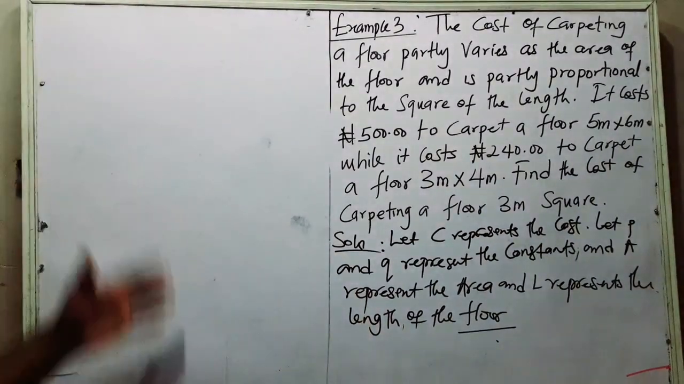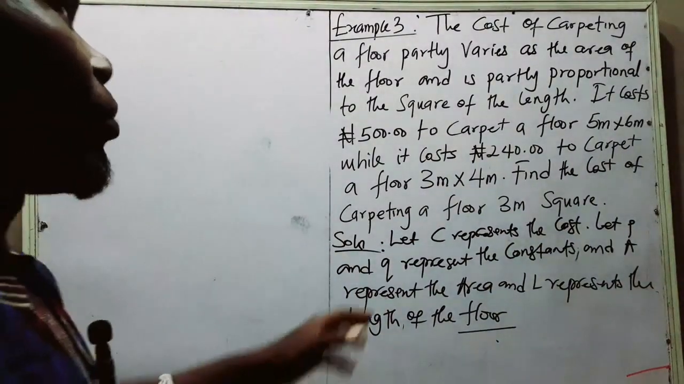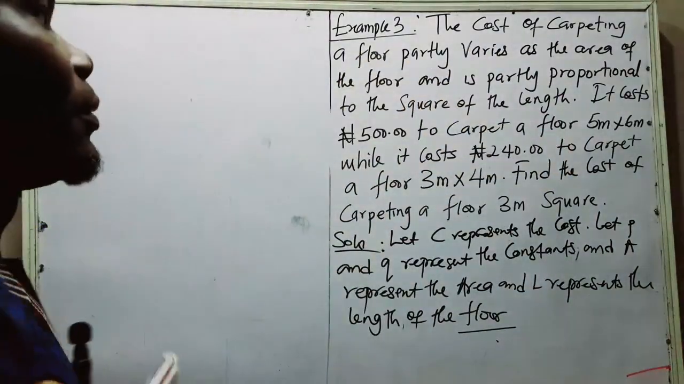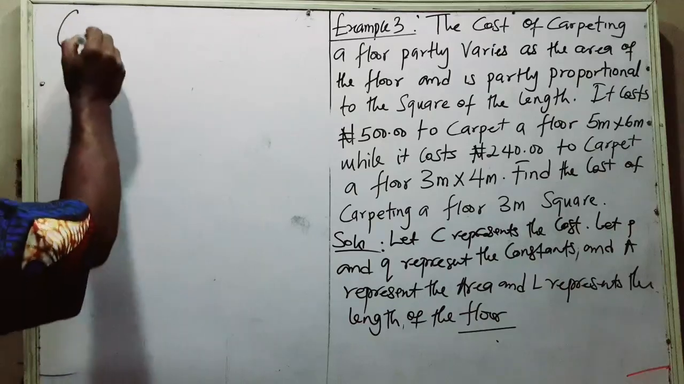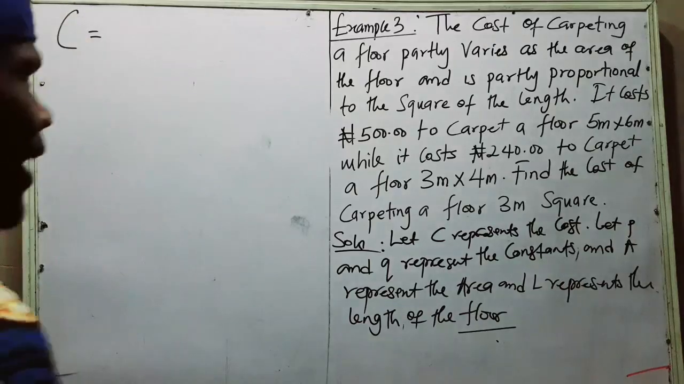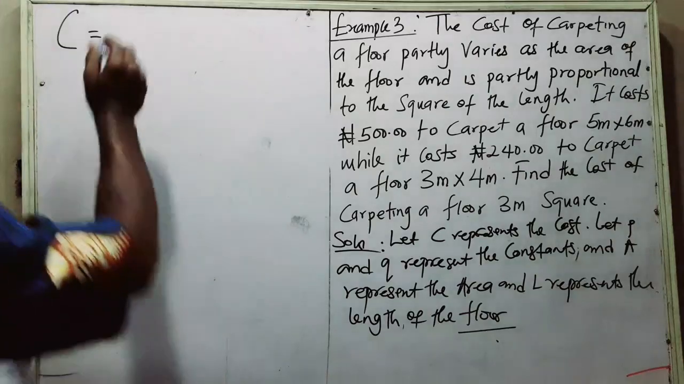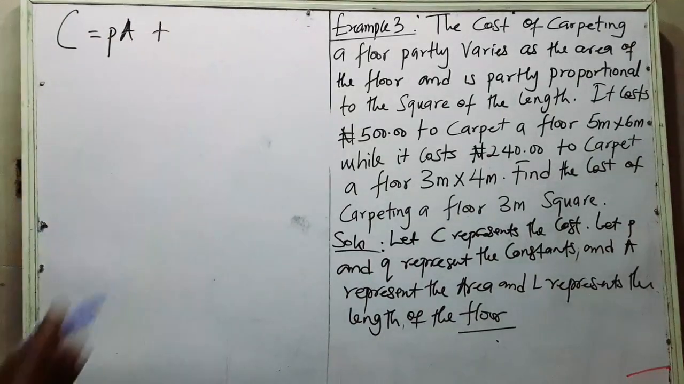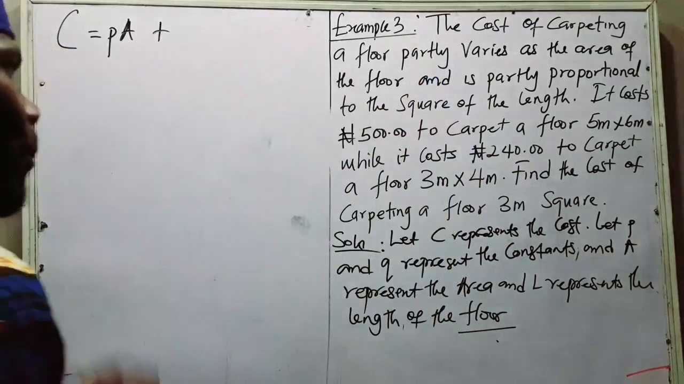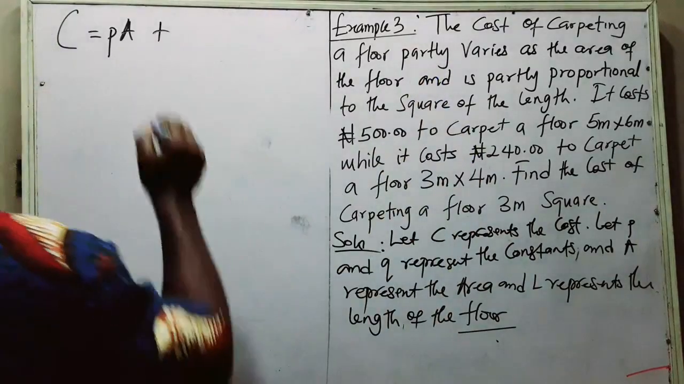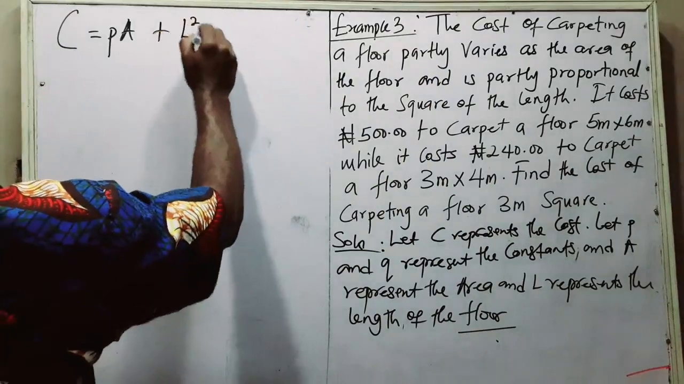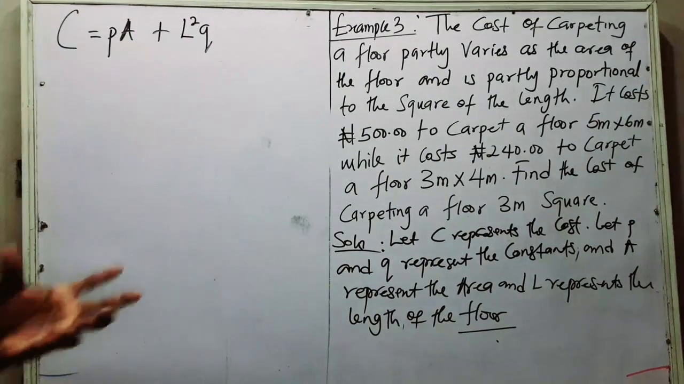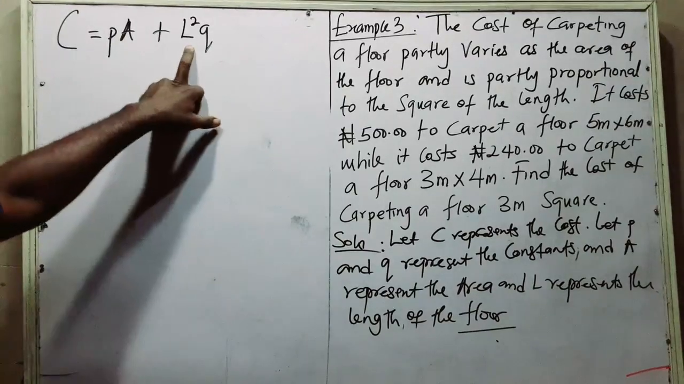So now, let's start interpreting according to the question. It said, the cost of carpeting a floor. That is C, the cost of carpeting a floor. It says partly varies as the area. That is P times the area, plus, it continues, and partly proportional to the square of the length, Q L squared. So this is the equation. P and Q are the constants. This is the area. This is the length.